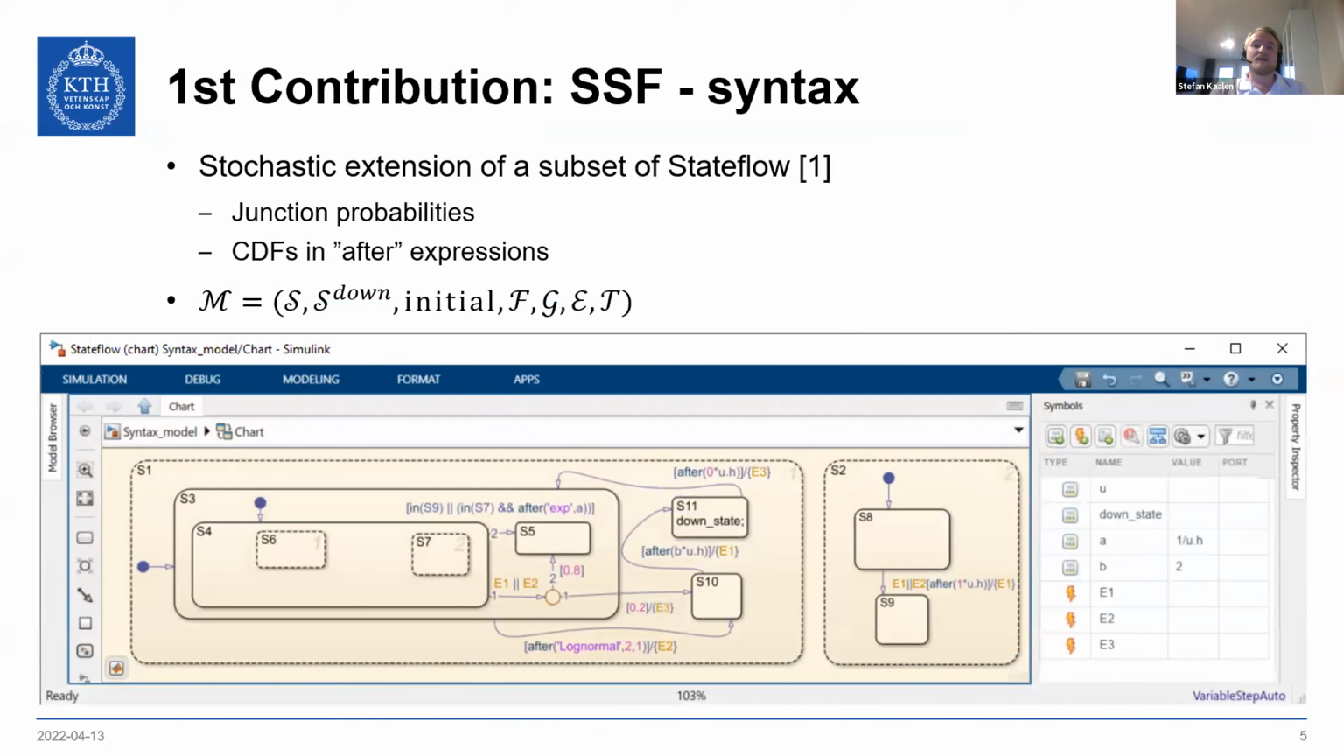Now, for our stochastic extension, we call this Stochastic State Flow, SSF. And there are two major changes here. So we extend with probabilities in two ways. As you can see in the after expressions here, we allow not only to have these types of clocks that State Flow has, which say that after a certain amount of time this will happen, but we can also have a probability distribution, which simply says that when S3 is entered, this guard will be evaluated to true after some time, which is log-normally distributed with parameters 2 and 1. Otherwise, the events work the same way.